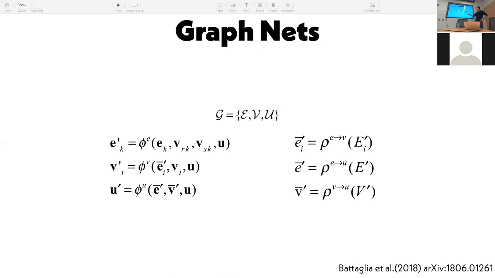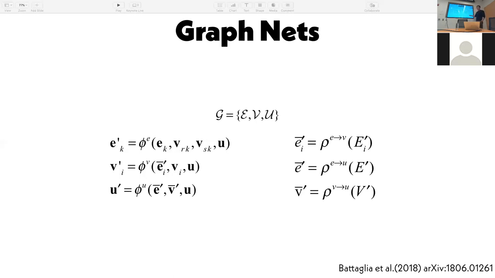Phi e takes e_k, the self, v_rk, v_sk, where the notation is receiver and sender, but since we don't have a directed graph, these two should be interchangeable. It takes the two vertices that it is connecting and the master node and updates itself. The update function of vertices takes the aggregated edges, the hidden state of the vertex itself, and the master node. And it's pretty much the same thing with the global update function.